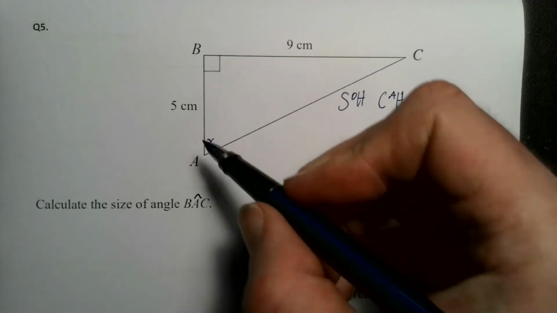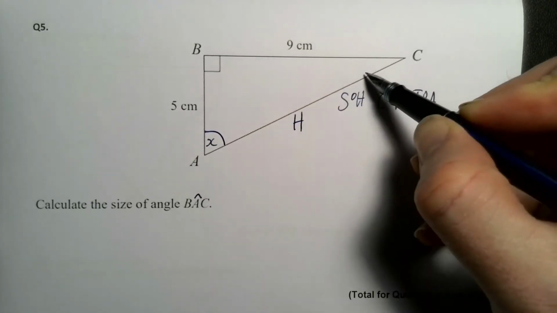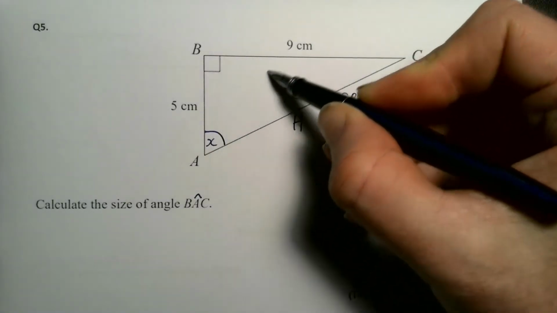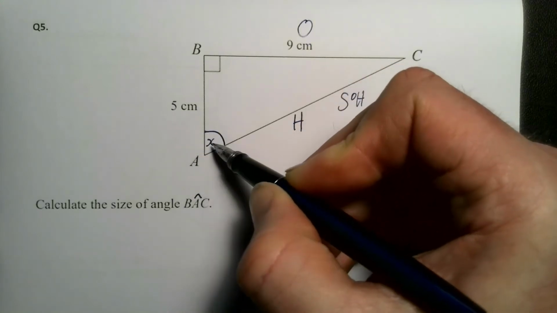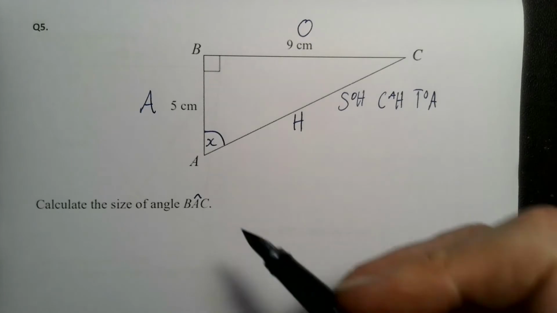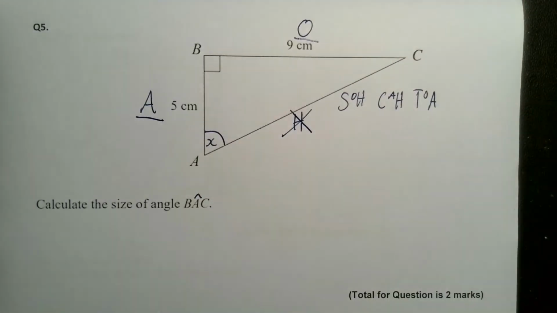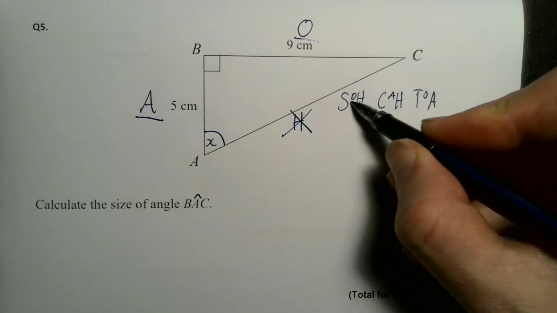And the first thing I need to do is label the sides. So this is the hypotenuse here, the longest side opposite the 90-degree angle. Opposite the named angle is the opposite, and next to the named angle is the adjacent, adjacent meaning next to. So what have I got? I've got the adjacent, I've got the opposite, nothing about the hypotenuse. So which one's got both of those?